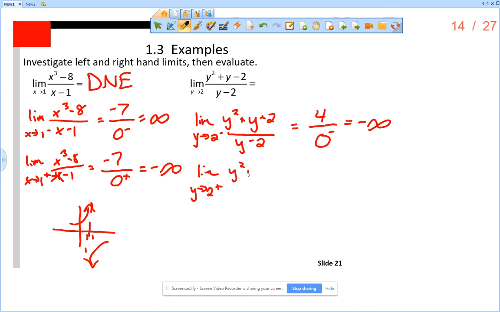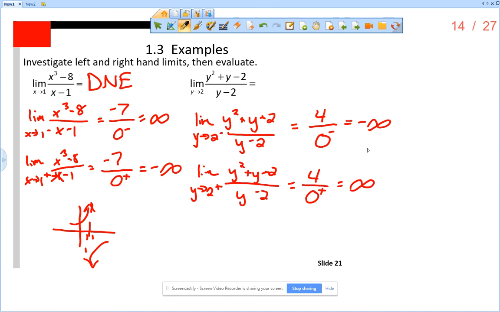So y squared plus y minus 2 over y minus 2. Of course, the numerator is approaching 4. It doesn't matter from the right or from the left because it's positive. But now 2 from the right. 2 minus 2 is, of course, 0, but 2 from the right. What's the number to the right of 2? Like 2.1. 2.1 minus 2 is a positive number. So positive over a positive is positive.